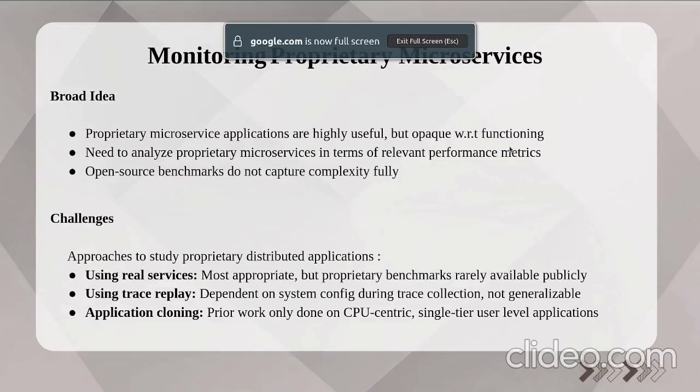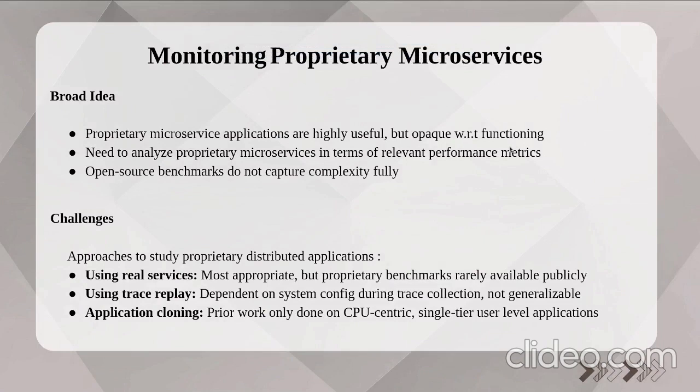Thank you. So, moving on to monitoring proprietary microservices. Now, the broad idea is that proprietary microservice applications like Amazon AWS, Azure, and Google Cloud have been highly influential and used in a lot of critical applications, but they have been pretty opaque with respect to their inner functioning. So, in case such services need to be used for critical applications, we need to analyze these microservices in terms of relevant system-wide performance metrics. However, the widely available open source benchmarks used for this purpose are not able to fully capture the complexity of such cloud applications.